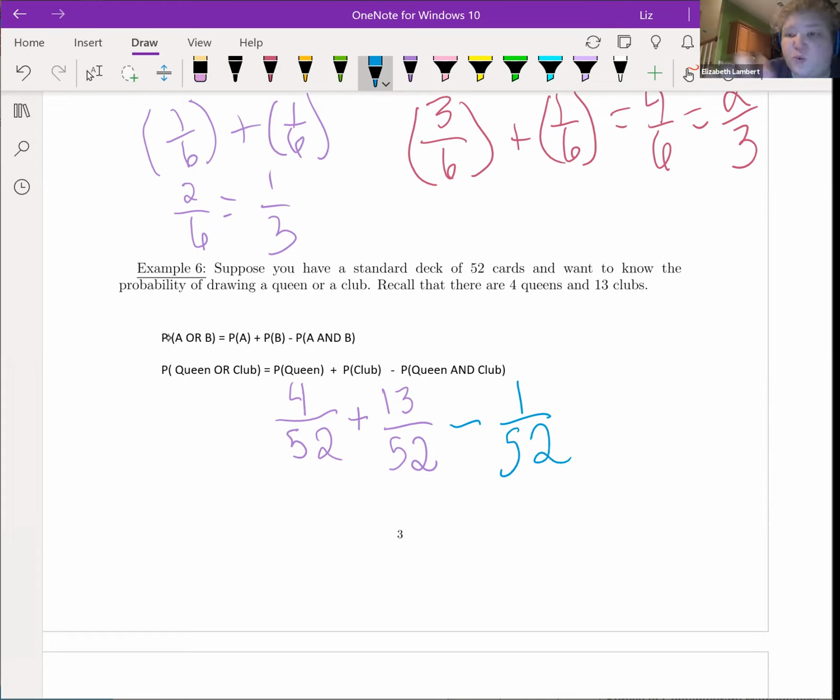So she has been counted twice, so we're going to subtract 1 of them off, so we're not double counting her. She's not twice as likely to occur. It's just the way the numbers work. So 4 plus 13 is 17, minus 1 is 16. Since they all have the same denominator, may as well do the add subtract before you reduce. So we have 16 over 52, and both of those are divisible by 4.